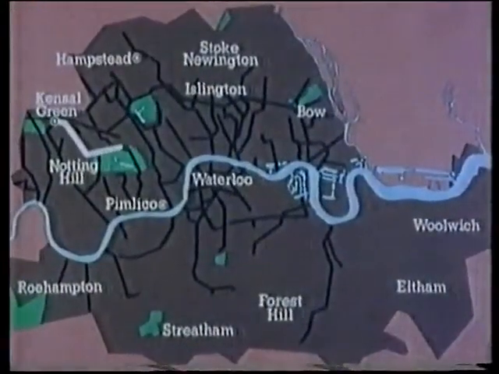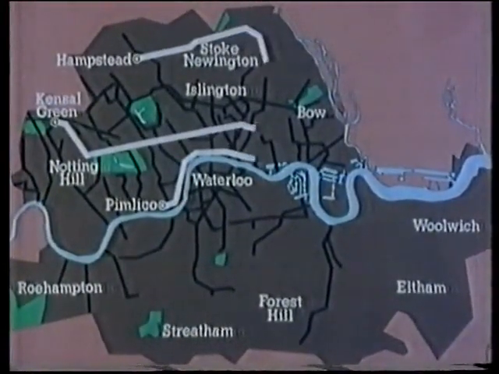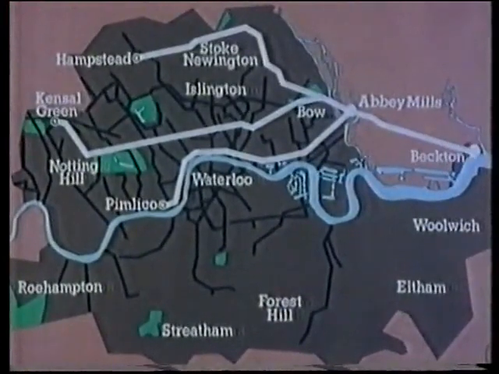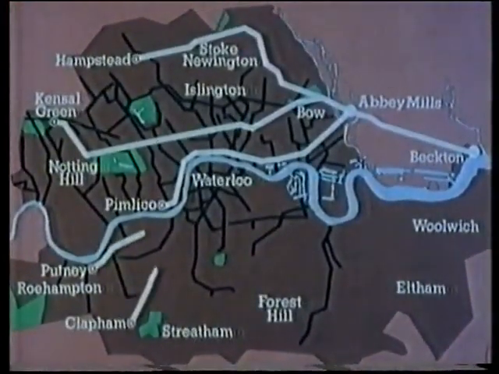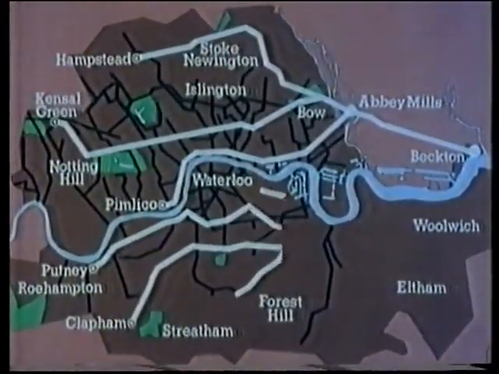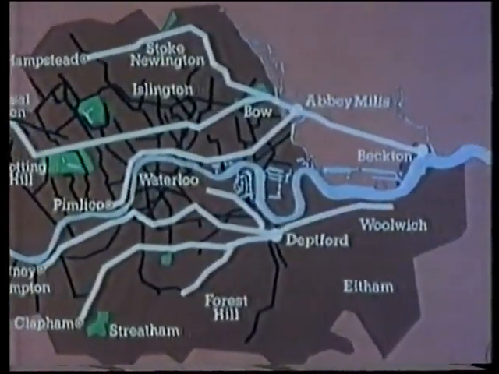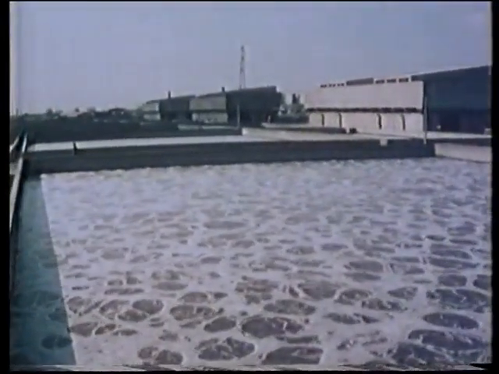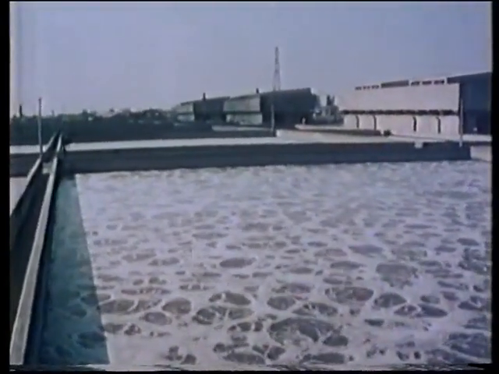The problem came from London's sewers. All the sewage from North London was concentrated at a sewage works at Beckton. And sewage from South London was taken a little further out to Crossness. At these points, the sewage is treated in various ways to neutralise it.